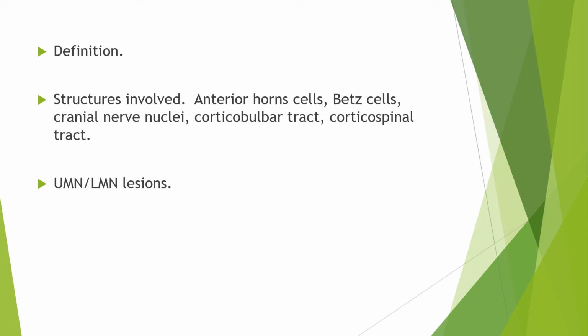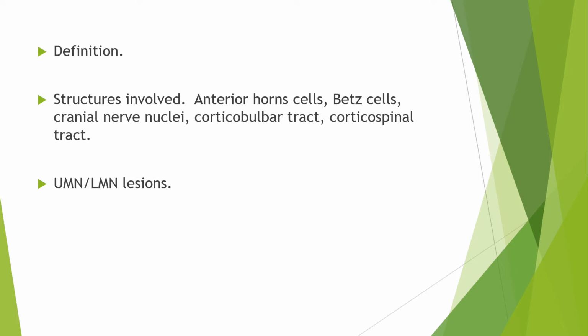So what is the difference between upper motor neuron and lower motor neuron lesions? Upper motor neuron means Betz cells and their associated tracts, like the corticobulbar tract and corticospinal tract. Any injury to Betz cells, the corticobulbar tract or the corticospinal tract results in upper motor neuron lesions. There are typical features of upper motor neuron lesions. There may be hyperreflexia, hypertonia, decreased power, and the plantar will be upgoing.